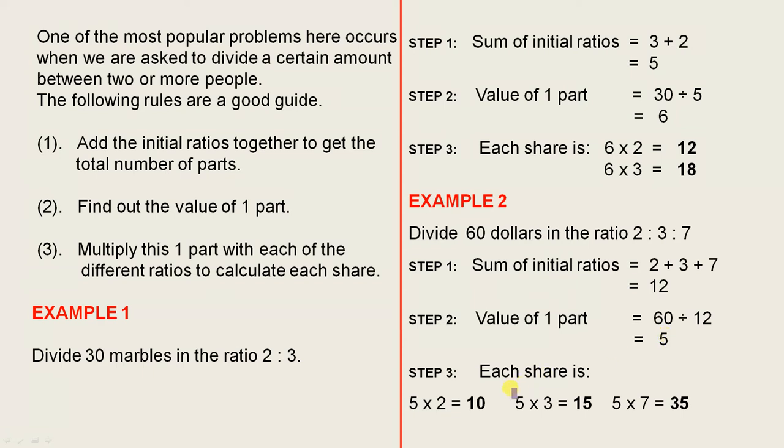So each share, remembering the value of one part is 5, for the first share, 5 twos are 10. So one person will get $10. For the next share, 5 threes are 15. That person gets $15. And for the next share, 5 sevens are 35. So that person gets $35.